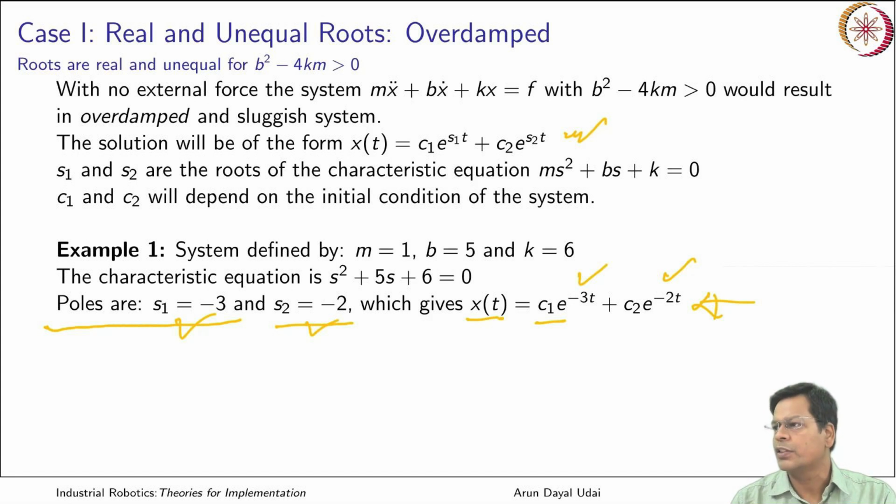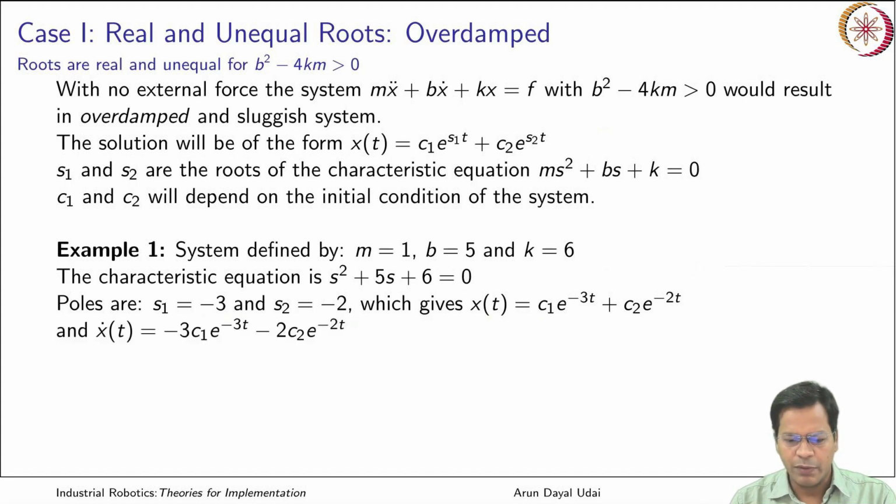Now C1 and C2 are to be determined. We know the system has started from rest. Okay, initial displacement was given. So first of all, let me just take the derivative of this. Taking the derivative would give me x dot t, which is equal to -3c1 e to the power -3t and -2c2 e to the power -2t. Got it? So I now know the time domain solution like this, and velocity which is like this, so displacement and velocity.